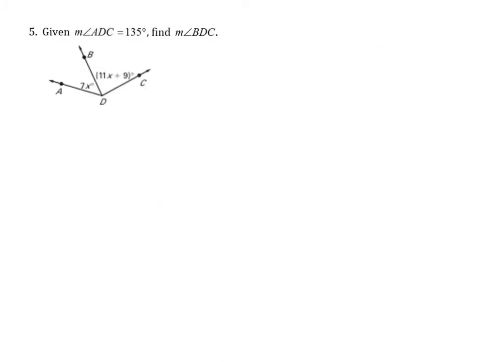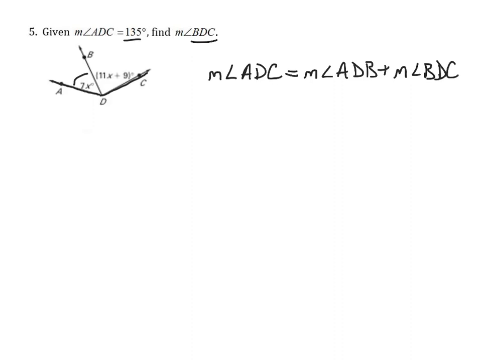Now, for this next example, they tell me ADC is 135. I want to find the measure of angle BDC. Let's start off the same way. Let's set up the angle addition postulate with the picture they give me on the left. So I know the measure of angle ADC, it's the large angle, would equal the sum of the two smaller angles. So that would be angle ADB, 7x on the left, plus the measure of angle BDC, which is the 11x plus 9 on the right.